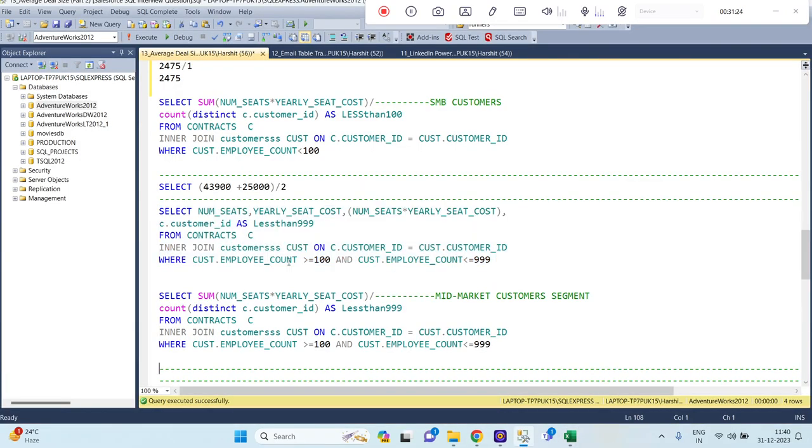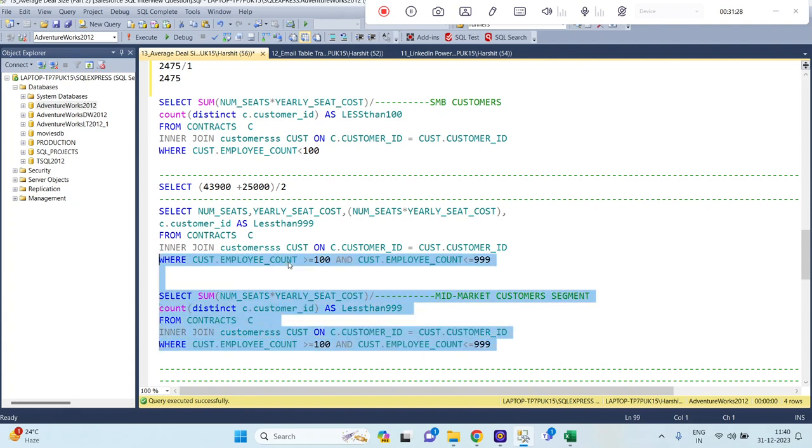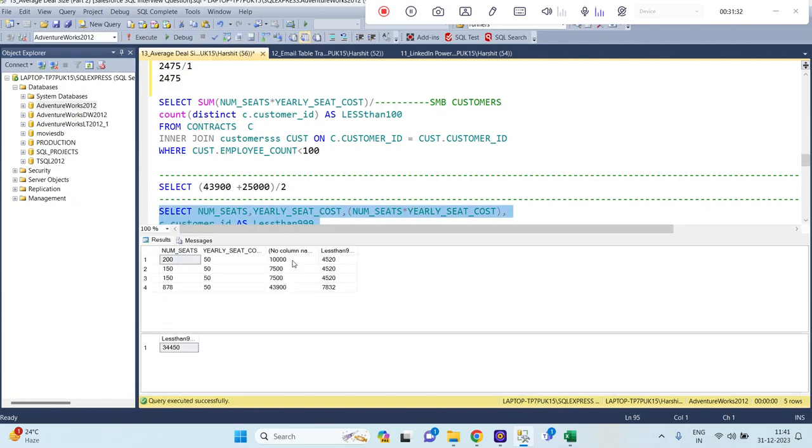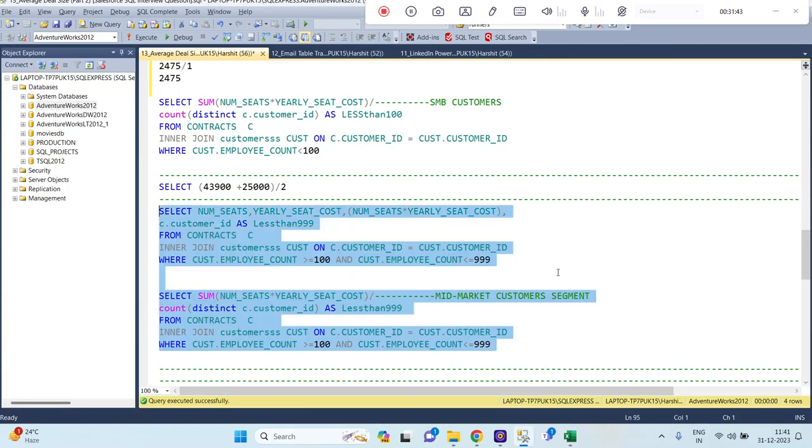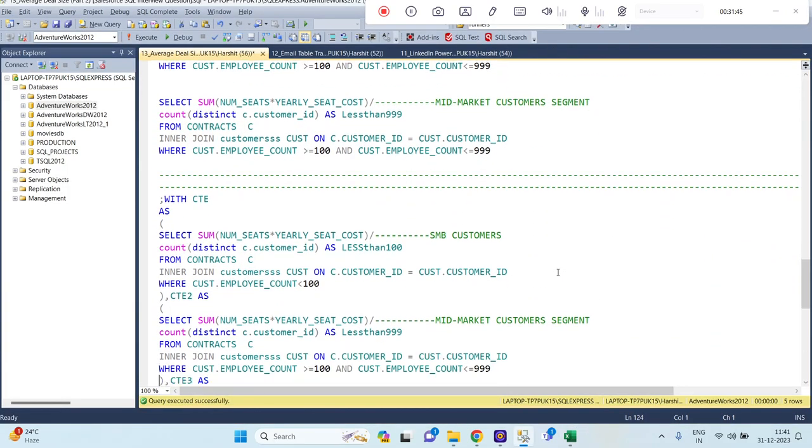So let me execute now. Now what I have done over here, let me run these two queries again. I have done the sum of all these 4 and then divided by 2. So 34450, that is coming over here only, right? And now the same thing we have to do for another one.